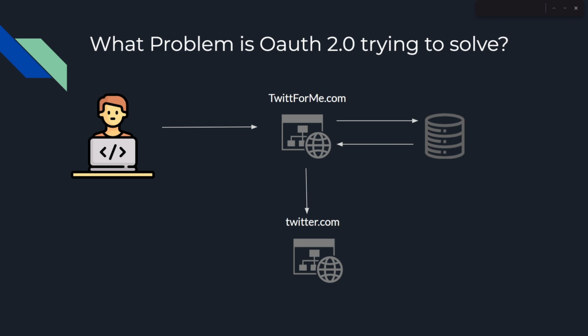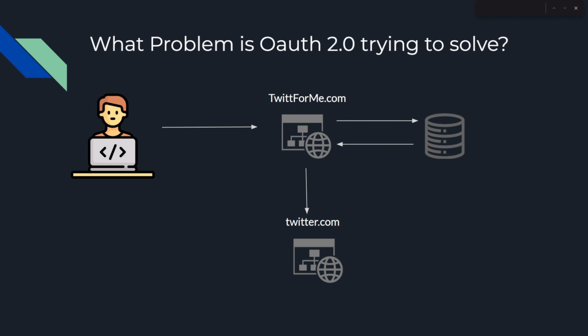So that's why we had to come up with a framework to solve this problem, where users don't have to enter their password on other websites, let's say on tweetforme.com, so that they can get access to other services that are external to the main website. Hence the reason why we have OAuth 2.0.